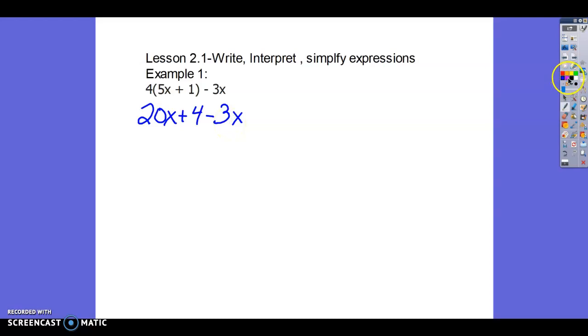Now we have two things that are in common. So we have a 2x and a minus 3x. So remember that the negative 3 is the same as plus a negative 3, but 20 minus 3 is 17x. So we can combine those because they have the same variable. And then we simply bring down the plus 4.